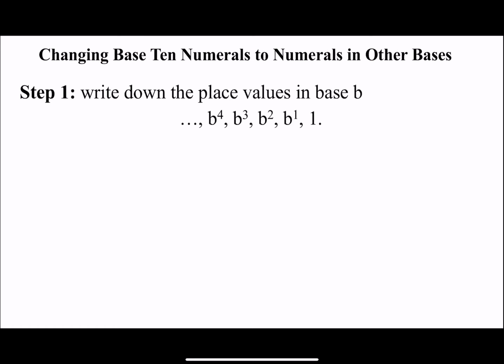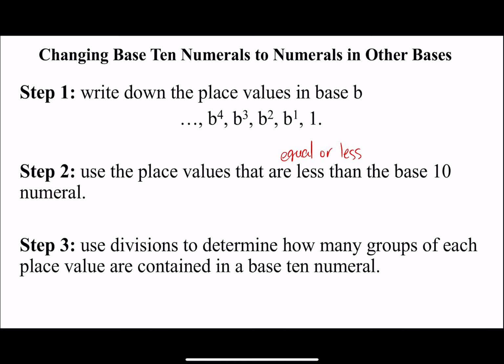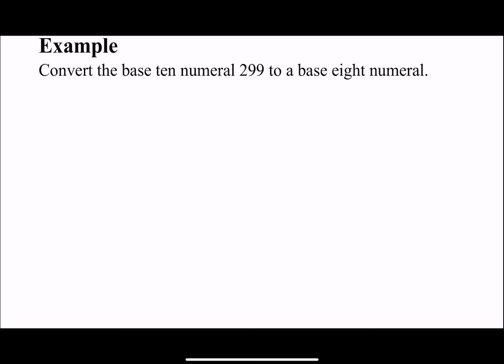So these are the steps. Write down the place values in base B. Use the place values that are equal or less than the base 10 numeral, the numeral that you want to convert. And then we use divisions to see how many groups of each place value are building up the base 10 numeral that we want to convert, right? So these are the steps that we follow.